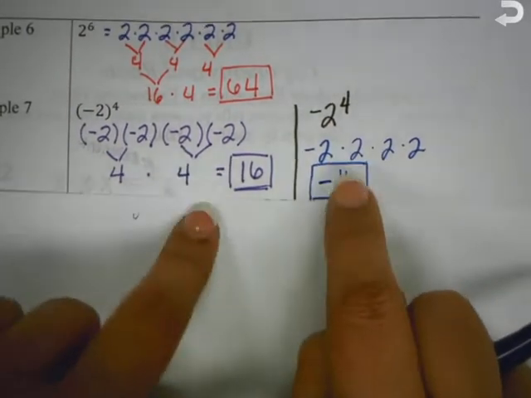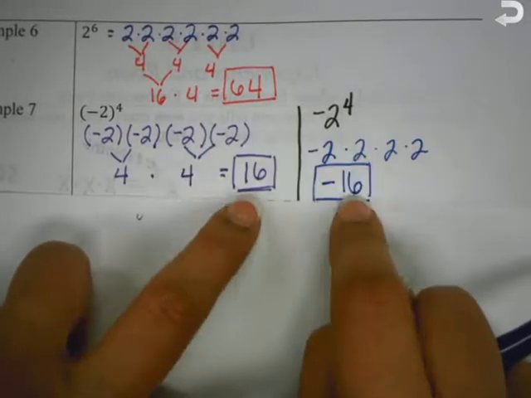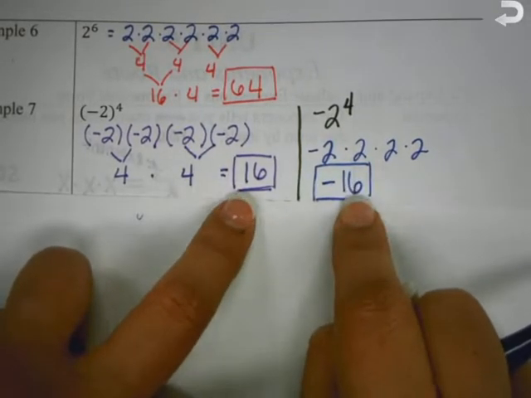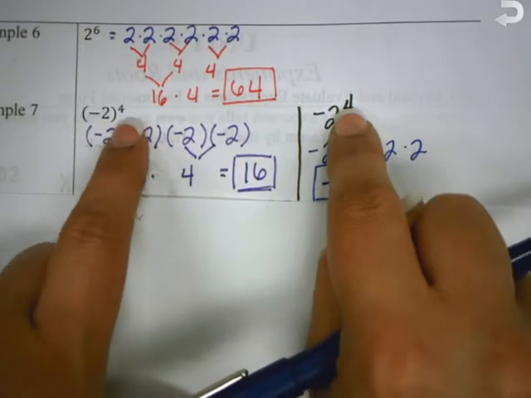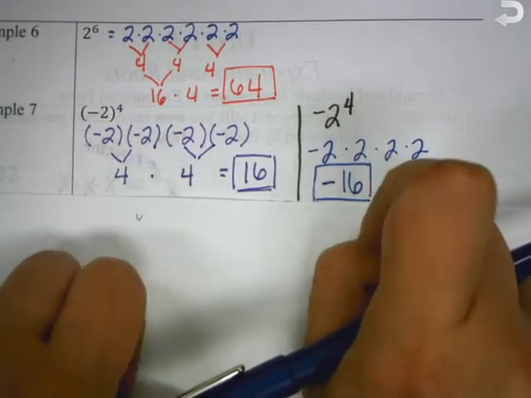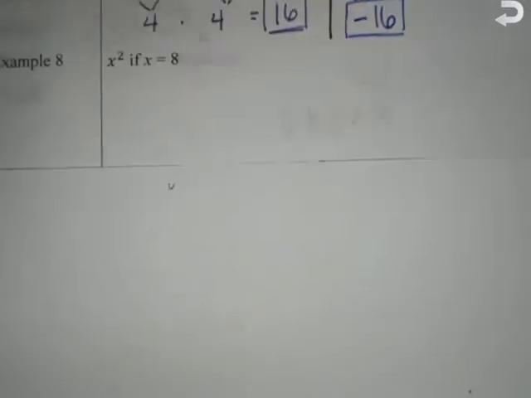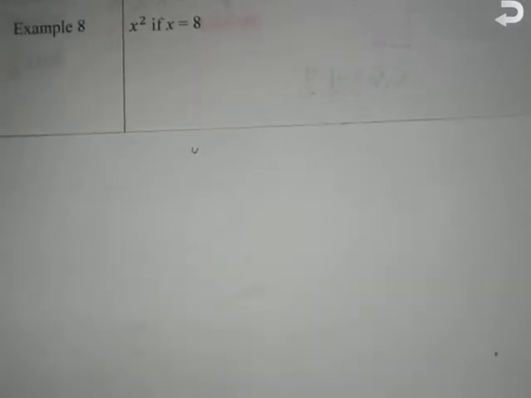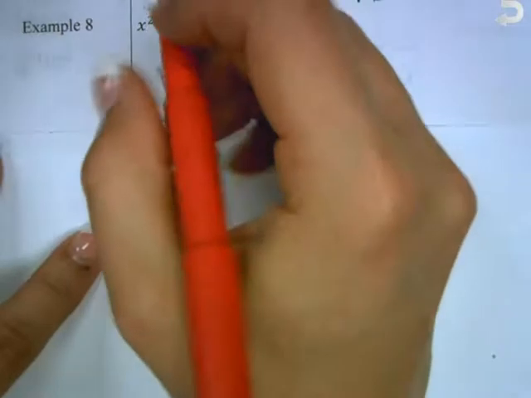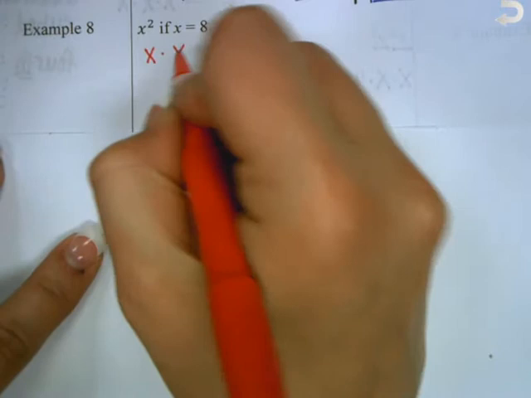Okay. Example 8. Home stretch. We have x squared, and now we want to evaluate it if x equals positive 8. So the first thing we're going to do here is expand. So how does x squared expand? X times x. And we want to plug in what for x? 8. So let's plug it in. Whenever we plug in, what do we put around the number? Parentheses. So this is the same as 8 times 8. And what is 8 times 8? 64.